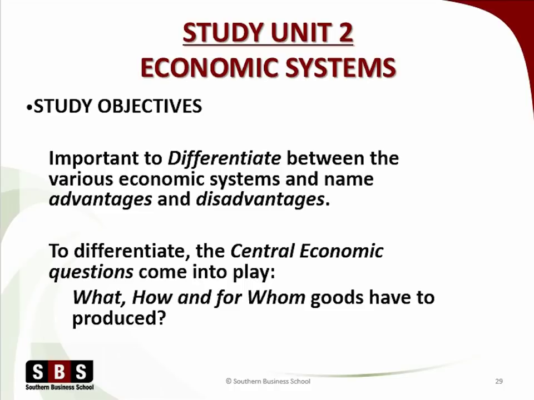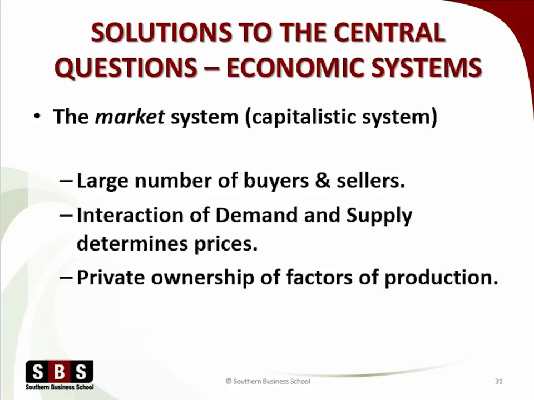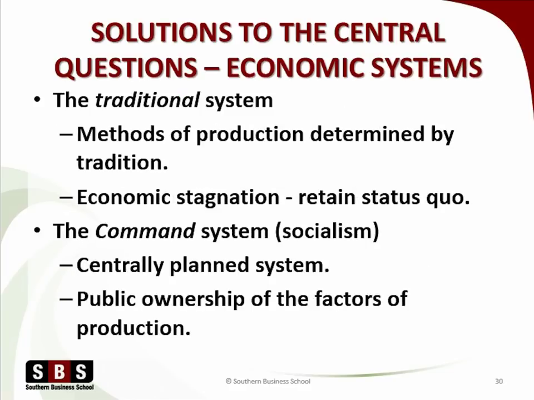Then economic systems, like we say, it's important to differentiate between the various economic systems. Central economic questions come into play: what, how, and for whom goods must be produced. The traditional system is like in KwaZulu-Natal, where everybody just produces for themselves. The son takes over from the father, he grows his own products. So it's a typical traditional system. The problem is there's stagnation. You must just know what the negative is from a traditional system. Nothing changes, they don't improve and so on. So that is the negative thing of the traditional system.